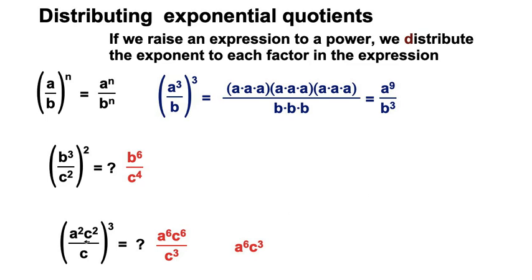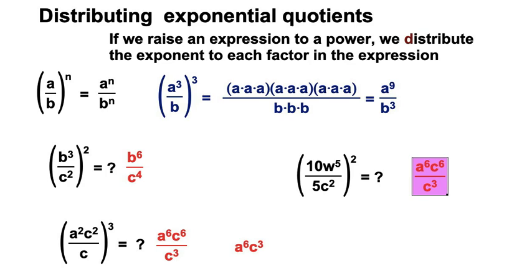Honestly, I could have resolved inside the parentheses first. I could have divided out the c. I would have had a squared c, and I would have ended up with the same result. Okay, just one more example, and I'll leave you to it. Now again, multiple ways we can go here. We could resolve. We could say, well, 10 divided by 5 is 2. 2 squared is 4. Or we could expand it.